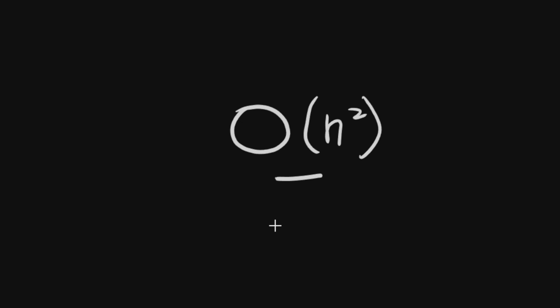Complexity for this one will be big O of n squared because we are using a double for loop. So now let's go with the code and hopefully you will get the idea.